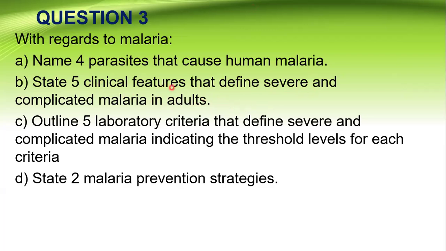So I want clinical features. Don't give me lab features. Clinical features. So I'd prefer we go systemic so that we don't miss out on something. Okay. I've seen someone has started with convulsions. So if we were to do CNS, so let's start with CNS since someone has started with convulsions. So give me the CNS symptoms that define complicated and severe malaria. He has started with convulsions. Another one.